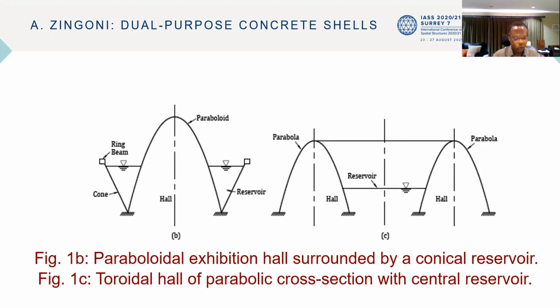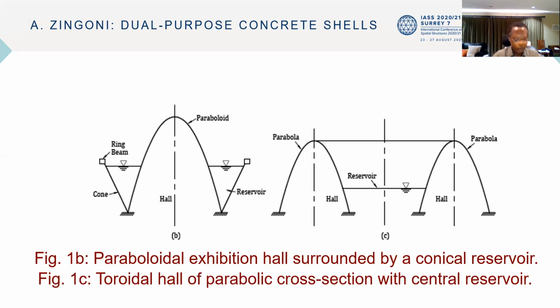The next slide shows on the left a paraboloid of revolution that is connected to a conical shell at the base, with the lower region of the paraboloid being surrounded by the walls of the conical shell. The inner paraboloidal space serves as an exhibition hall for tall equipment, while the outer space serves as an annular reservoir. The paraboloid is a dual-purpose shell.